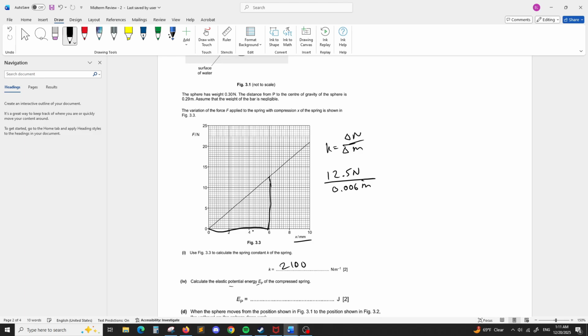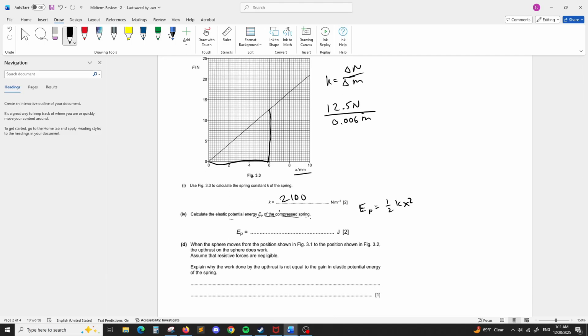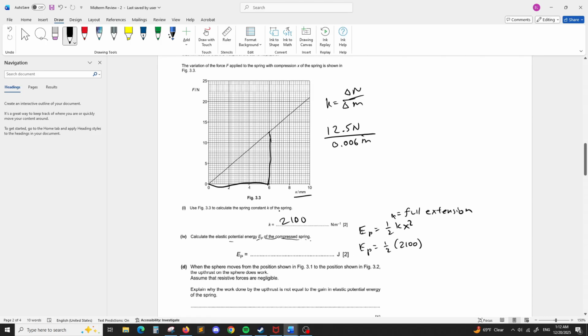Calculate the elastic potential energy of the compressed spring. So EP is equal to 1/2 kx squared, where x is the full extension, or the extension that happens. So we just plug in the values. We can see that it stops around the second mark here.